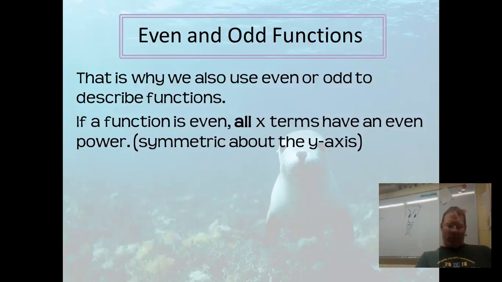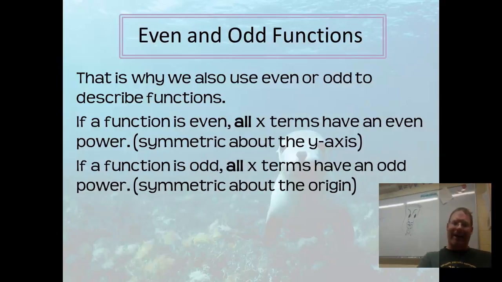So this is why we also use even or odd to describe the functions. When I talk about an even function, I'm talking about all the x terms having an even power. Okay? And when that happens, it's symmetric about the y-axis. And when I talk about a function being odd, all the x terms have to have an odd power. If at any point you have a function where there's some even powered x's and some odd powered x's, then it is not symmetric. Period. It's not symmetric.